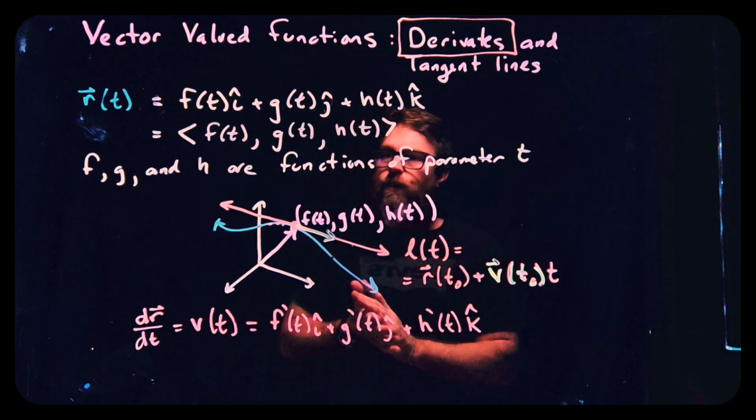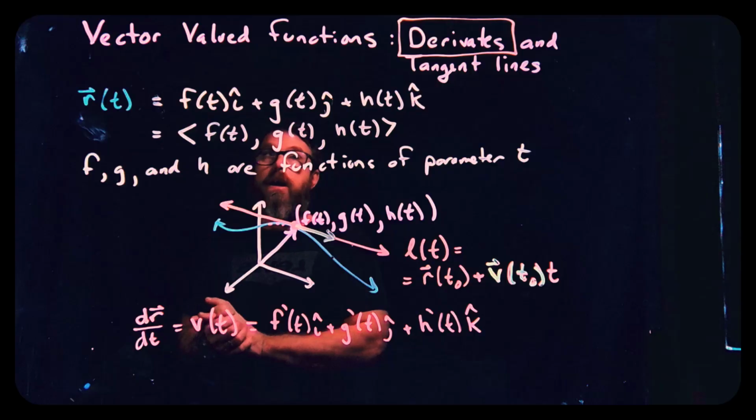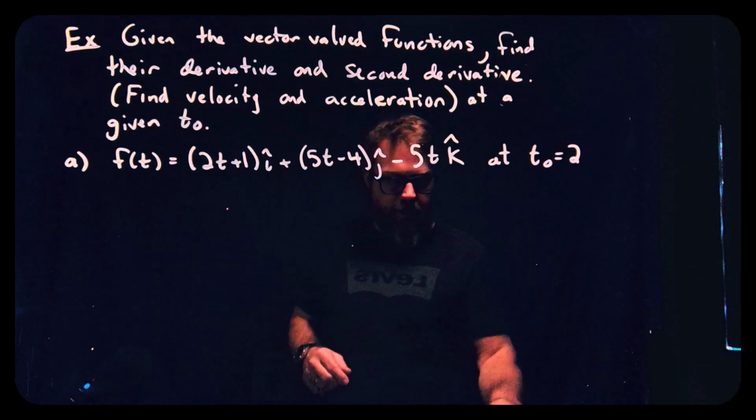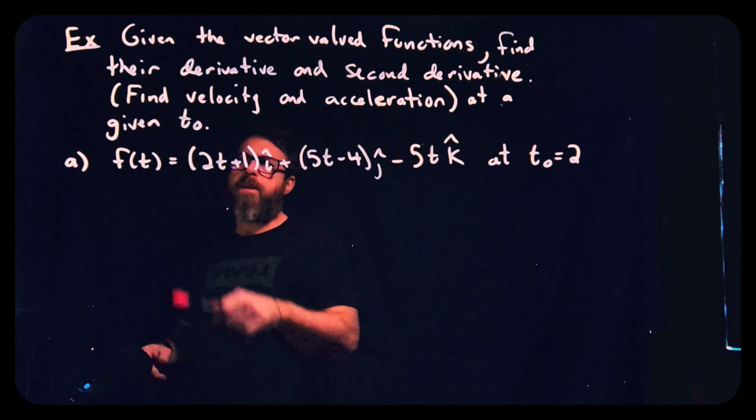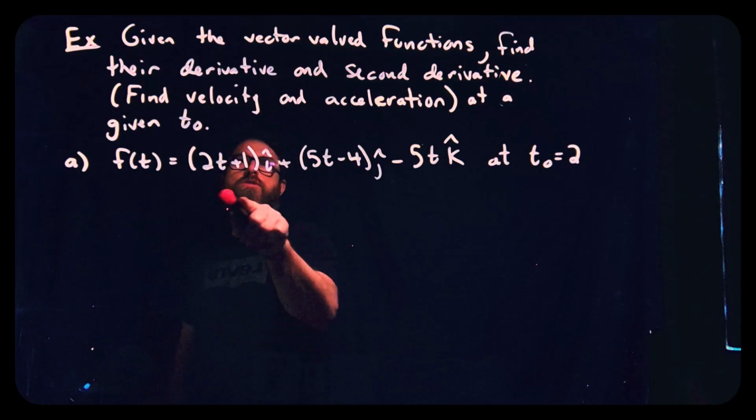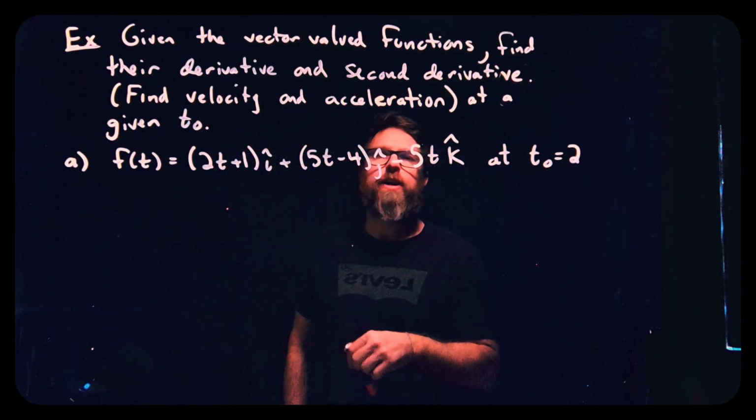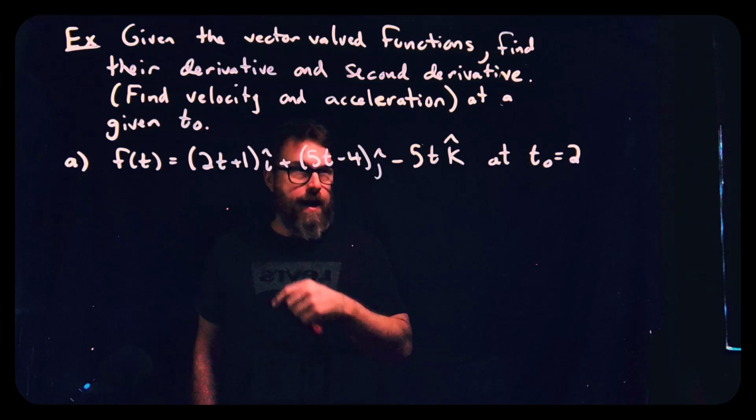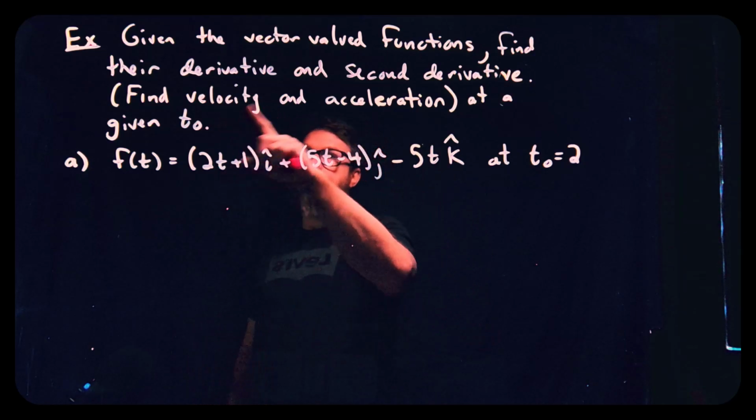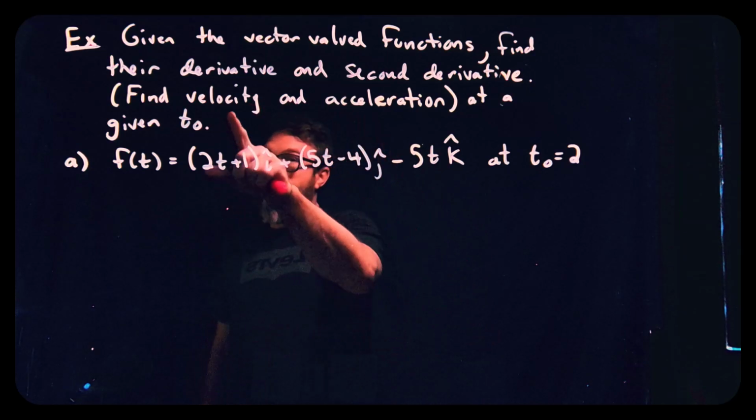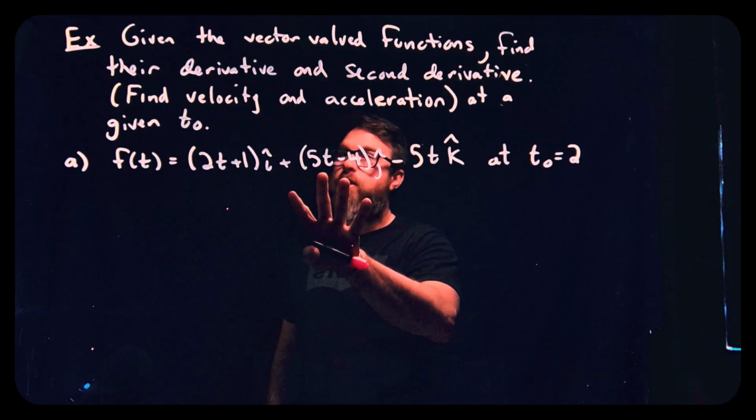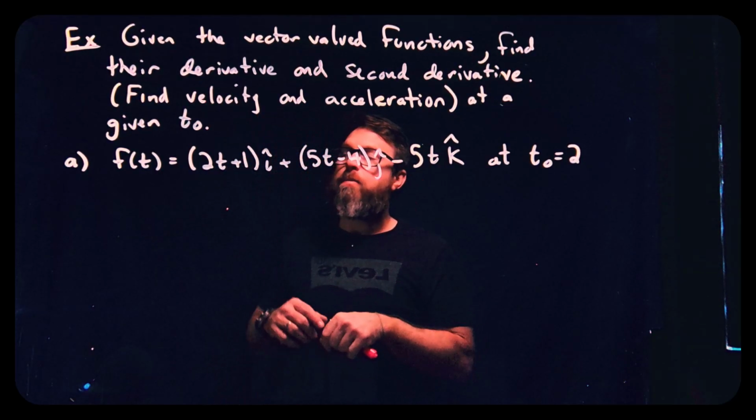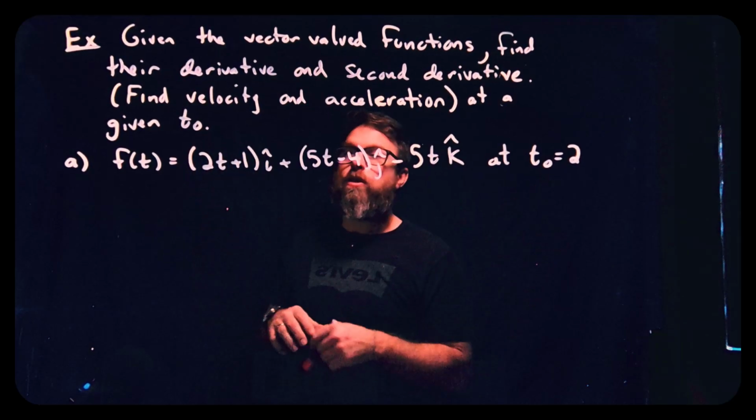All right, so let's find a couple derivatives, and then we'll find a tangent line or two. So here's our first example. I'm giving you a function f of t, which is 2t plus 1 i, 5t minus 4 j, and then negative 5t k. And I want to find its first and second derivative, really the velocity and the acceleration of this function at this given t naught. So this t naught of 2.